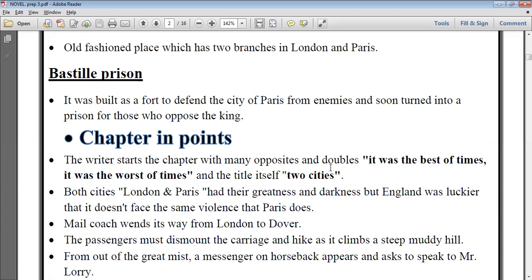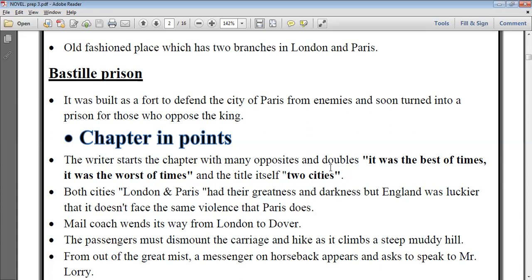You know that during the French Revolution, there were a lot of attacks on the king's palaces. And there were a lot of forts to defend the city of Paris from enemies. This place, the Bastille Prison, soon turned into a prison for those who opposed the king.